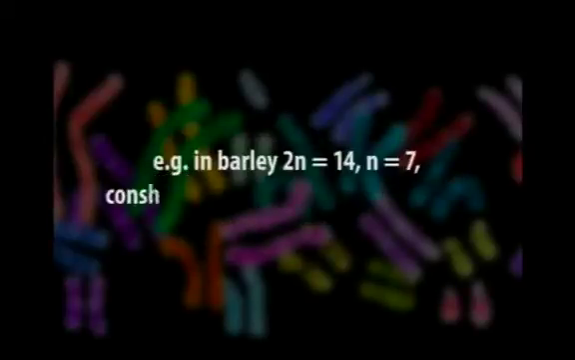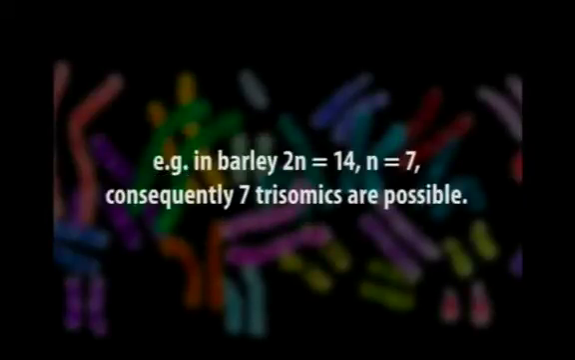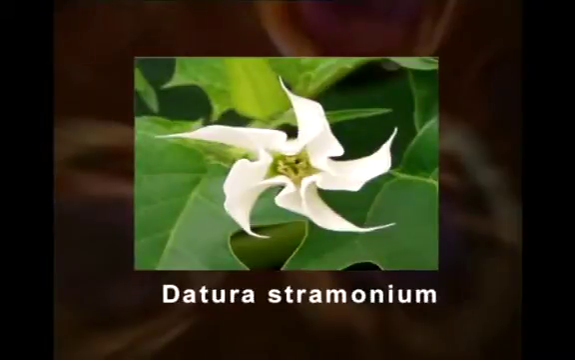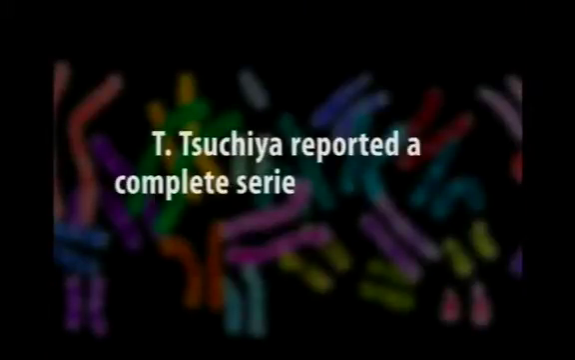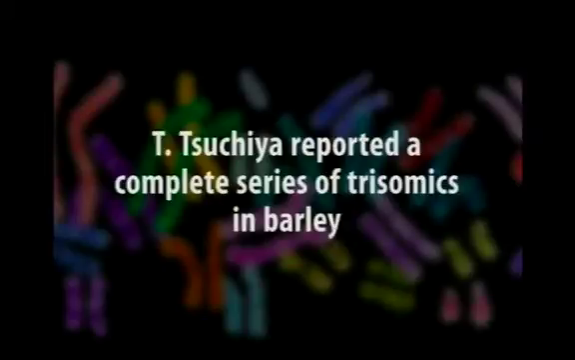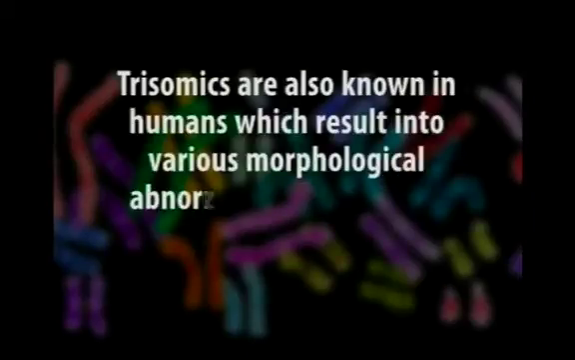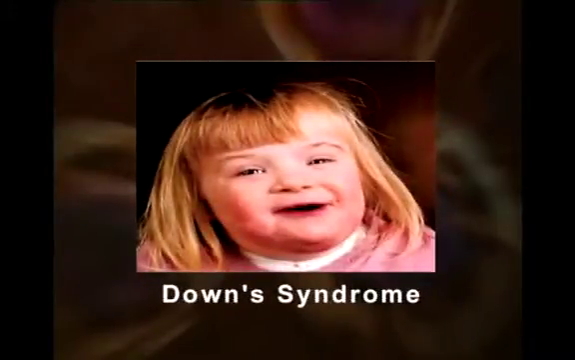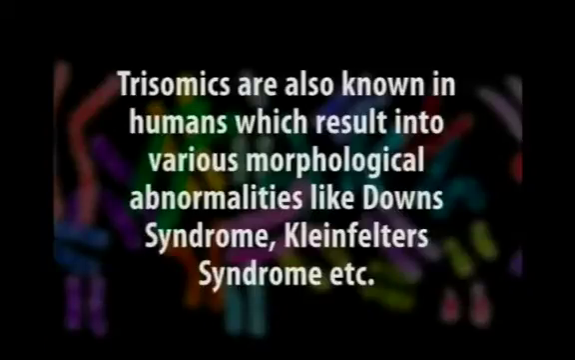In case of barley, for example, 2n is equal to 14, there are 7 trisomics possible. Trisomics were first obtained in case of Datura stramonium by A.F. Blakeslee and his co-workers. T. Tsuchiya then reported a complete series of trisomics in case of barley. Trisomics, you must also know, are also famous in human beings, where a number of syndromes are reported because of trisomy. For example, we have Down's syndrome in humans, we have Klinefelter syndrome in humans.